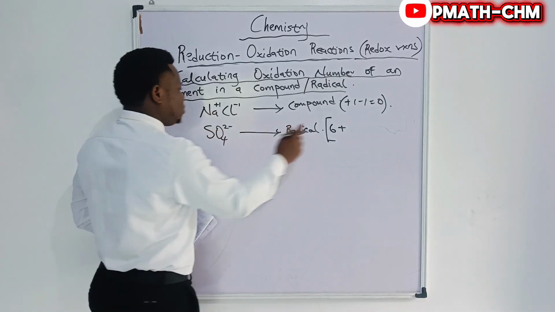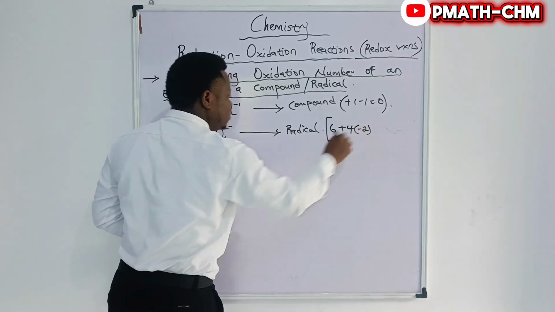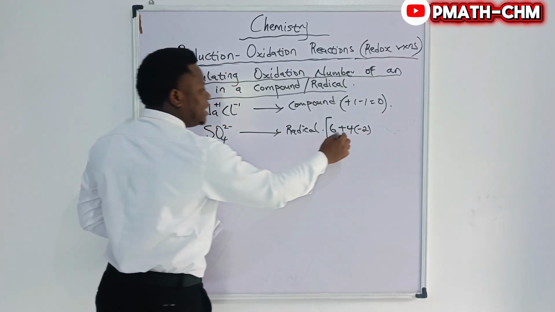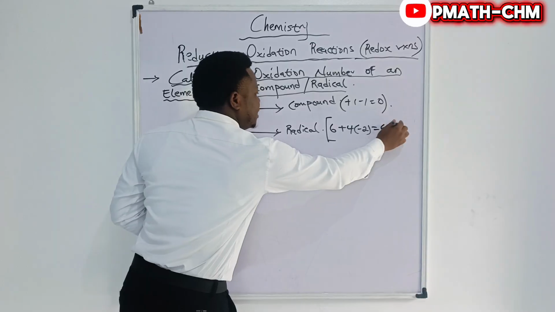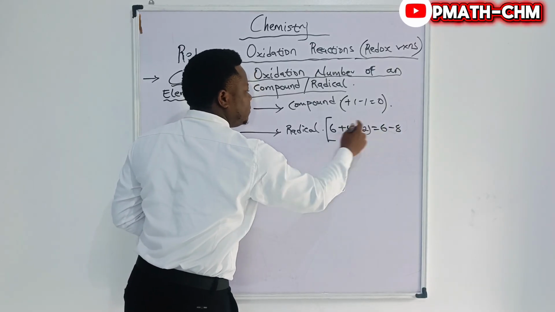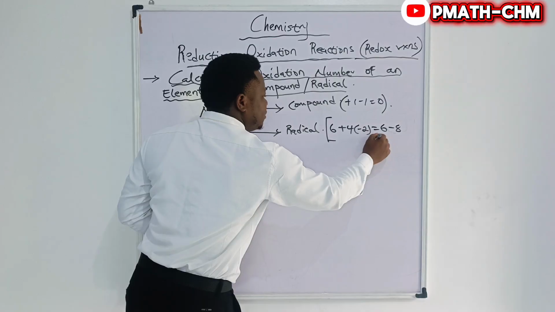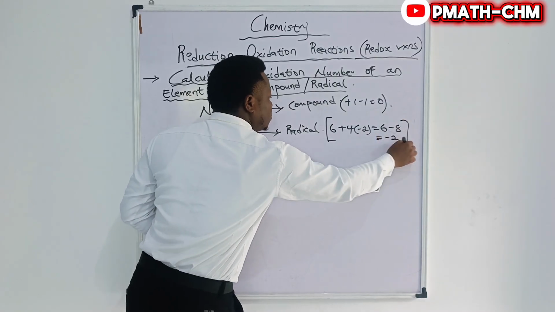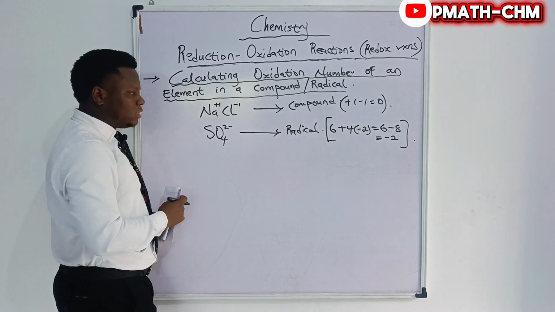So we have -2 here and we have 4 oxygen here. So that's 4 times -2. If we solve that, that would be equal to 6 minus 8. 4 times 2 plus 4 times -2 is -8. And 6 minus 8 gives you -2. So that is how this -2 is gotten.